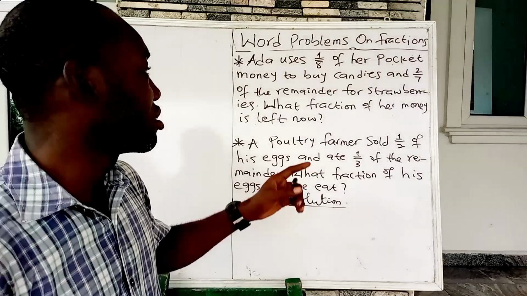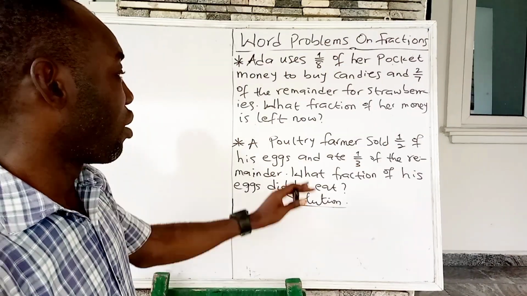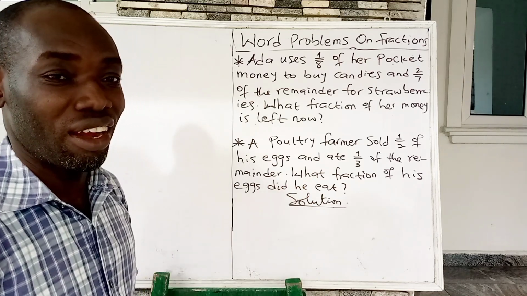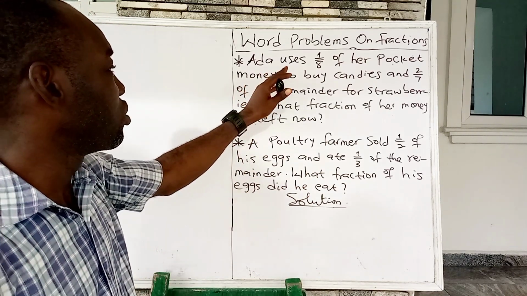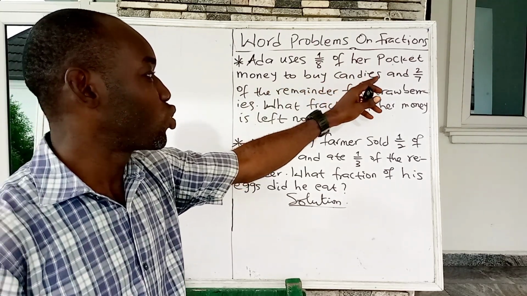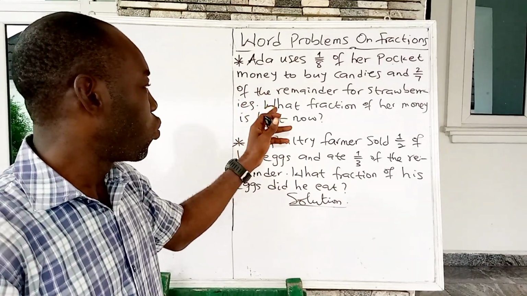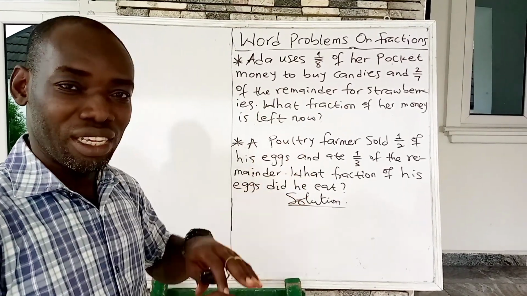So quickly for our grade 5 learners, today we'll be looking at word problems on fractions. And we have two key questions here. The first one says, Ada uses 1/8 of her pocket money to buy candies and 2/7 of the remainder for strawberries. What fraction of her pocket money is left now?